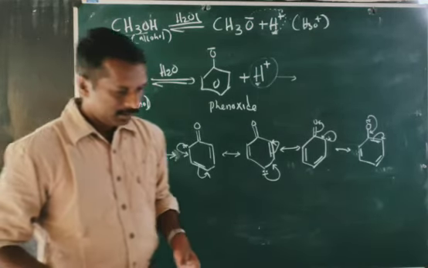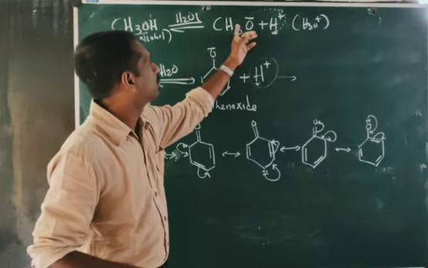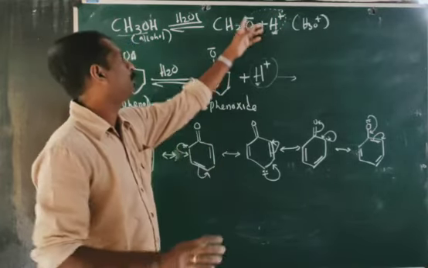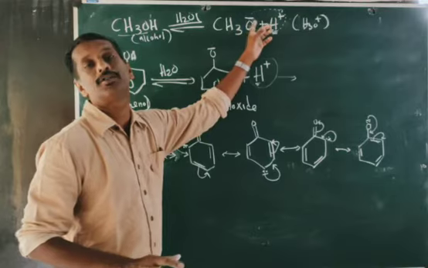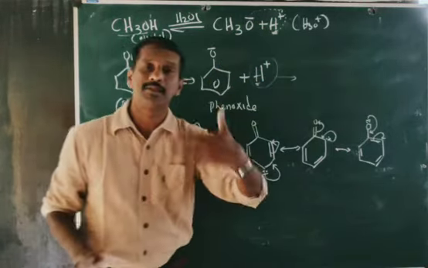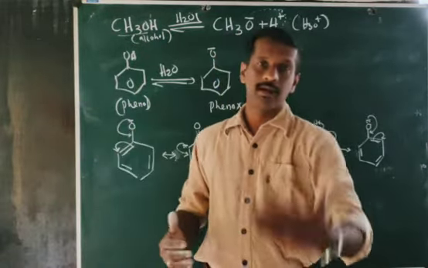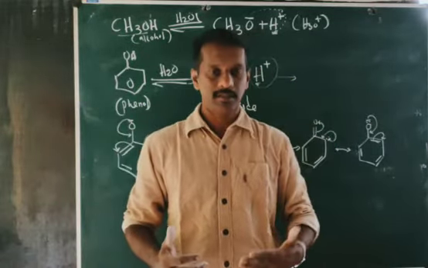Clear? And of course, in the case of alcohol, this CH3 group is an electron pushing group. It will increase the negative charge on the oxygen. That is also another reason why the removal of H plus becomes difficult. Okay, so up to here we are concluding this class, and thank you.